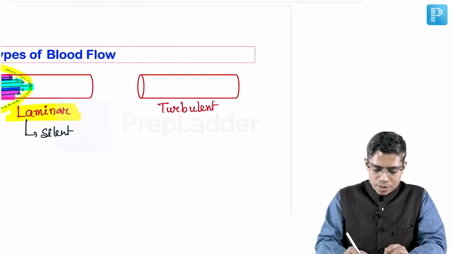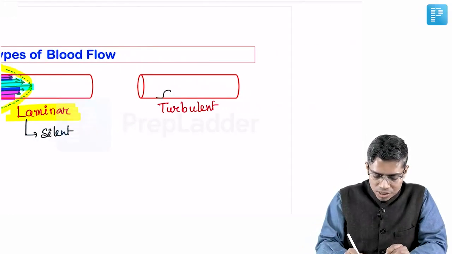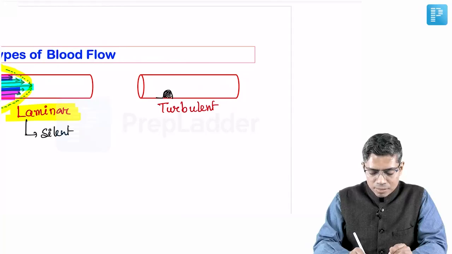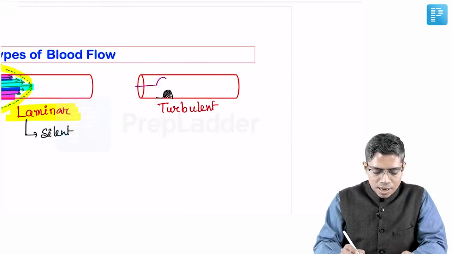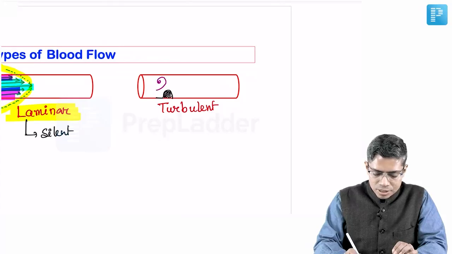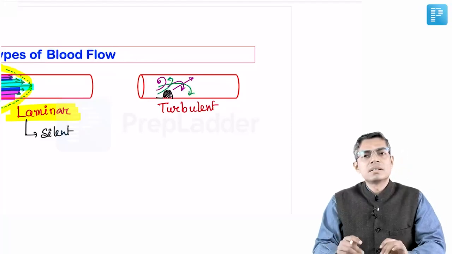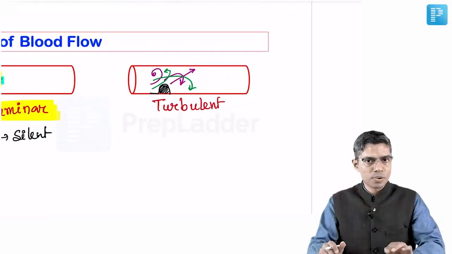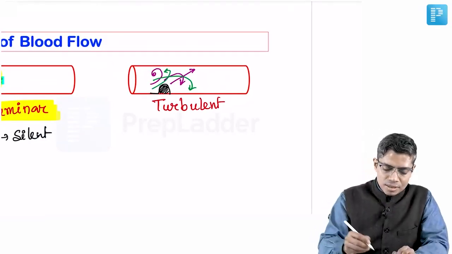But suppose there is an obstruction here at the vessel wall. Whenever there is an obstruction, what will happen? All this laminar blood flow will be disturbed, and the blood will be diverted in different directions. This kind of blood flow, where the direction is very haphazard, is known as turbulent blood flow. So it is not maintaining the layered type of profile. This is known as turbulent.